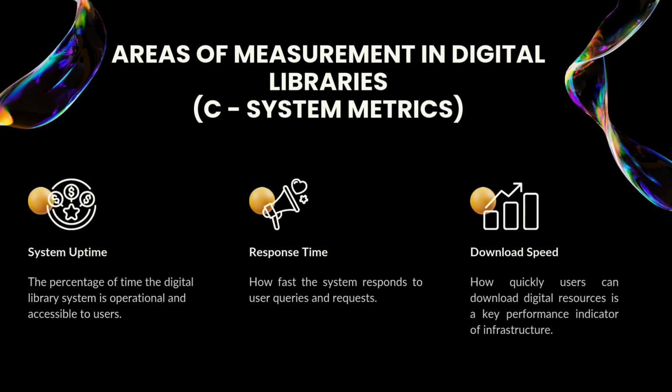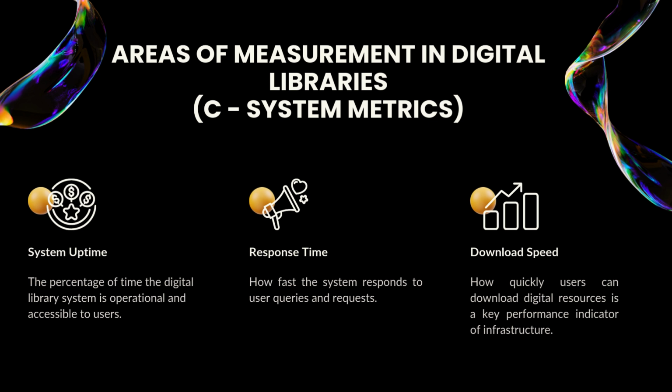In this slide, we focus on system metrics, which measure the technical performance and reliability of a digital library system. These metrics are important because even high-quality content is useless if the system does not function properly. The first system metric is system uptime. System uptime refers to the percentage of time the digital library system is operational and accessible to users. For example, if the system is available 24 hours a day but experiences downtime for 1 hour in a week, this affects students who need access during that time. High uptime indicates a stable and reliable system, which is especially important during peak periods such as assignment deadlines or examinations. The second metric is response time.